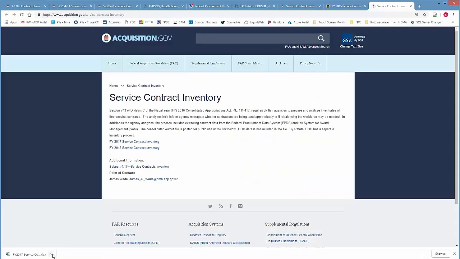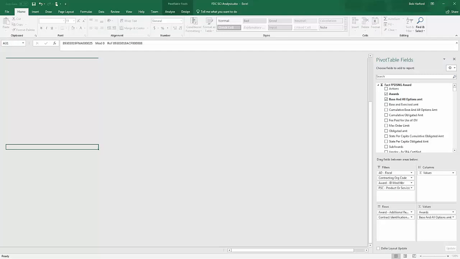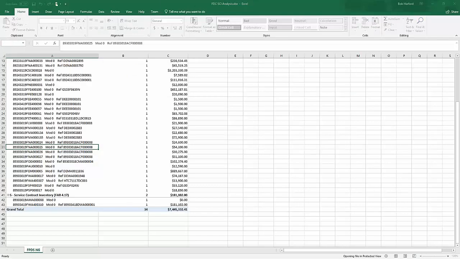Let's see. Yep, this one opened up. Let's see if I can open this up. This is the synthesis of all the service contract inventory reporting on acquisition.gov. It's a big file, so I'm trying to open that. I might come back to that again. I'm close to running out of time.